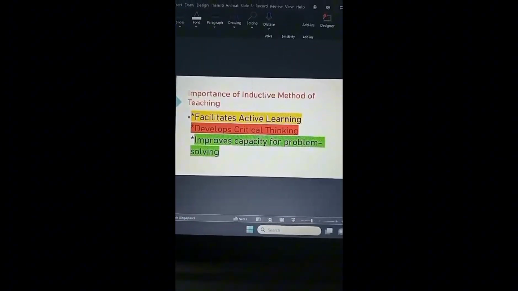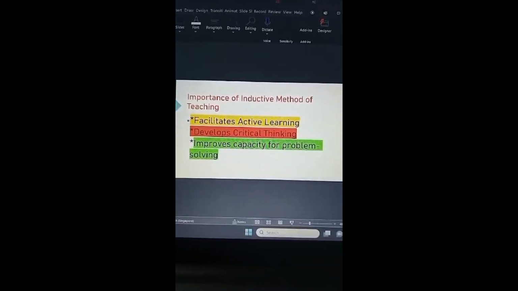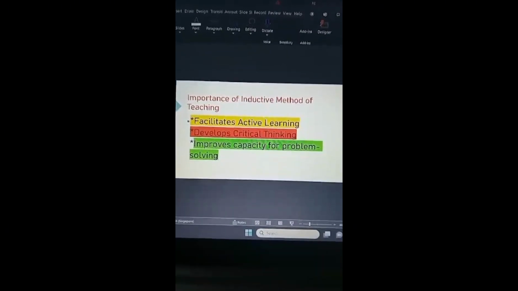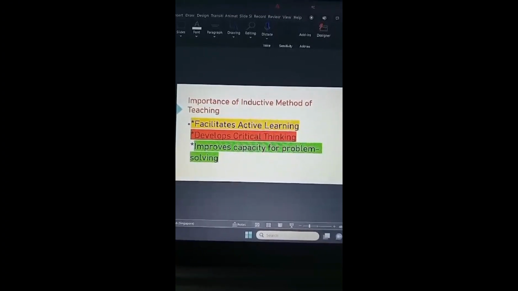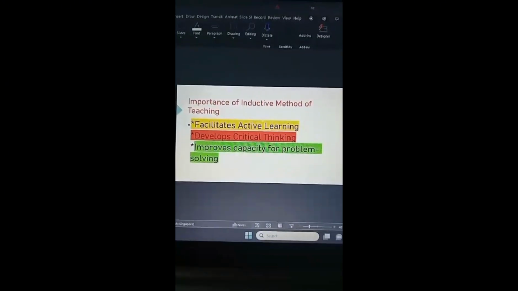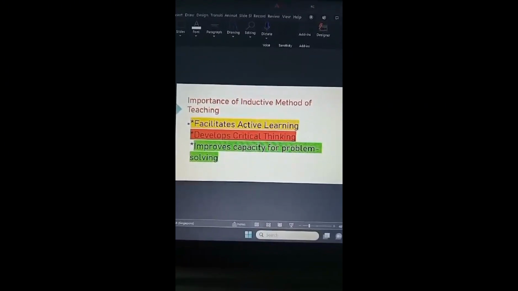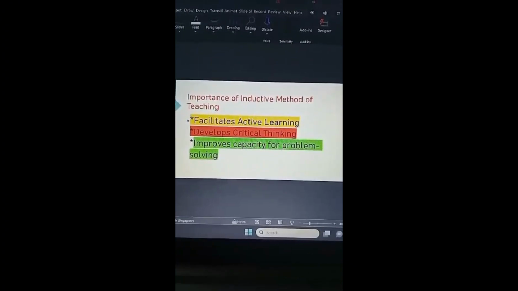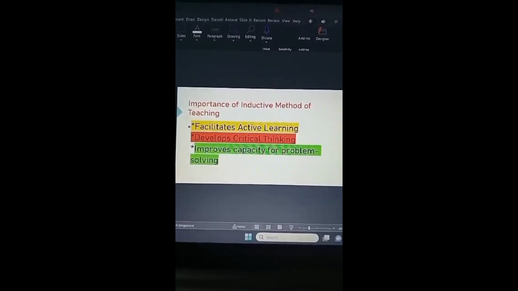The importance, or the advantage, of the inductive method of teaching is to facilitate active learning. The inductive approach to education encourages students to investigate, evaluate, as well as synthesize material before drawing conclusions. It encourages active student participation, fostering deeper engagement and comprehension.